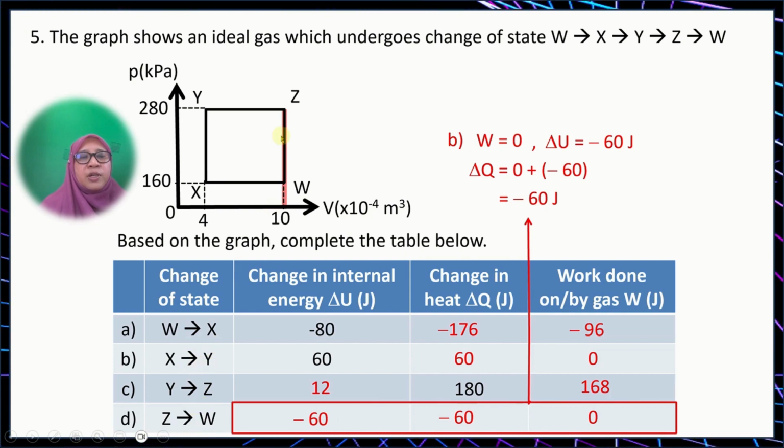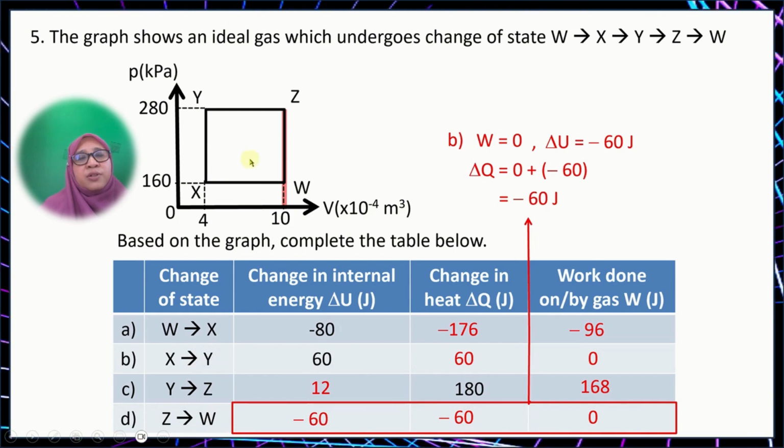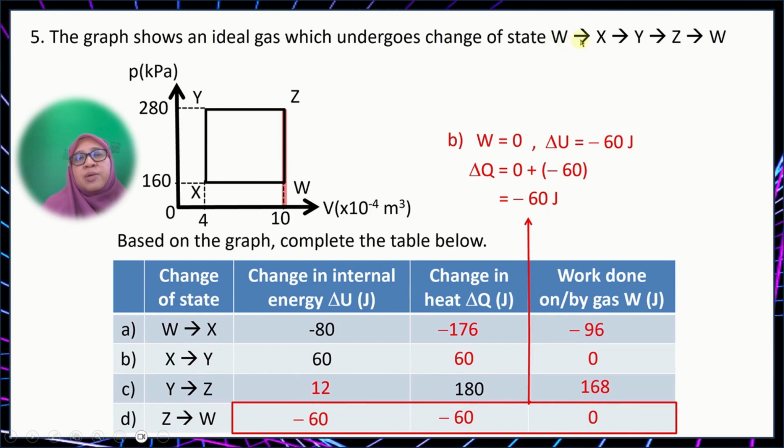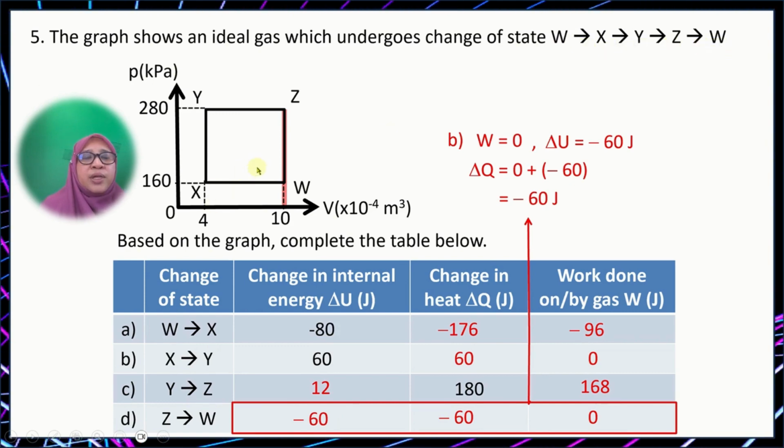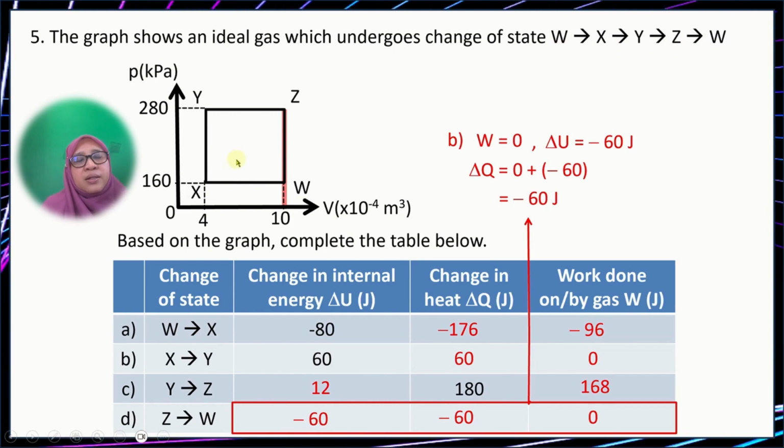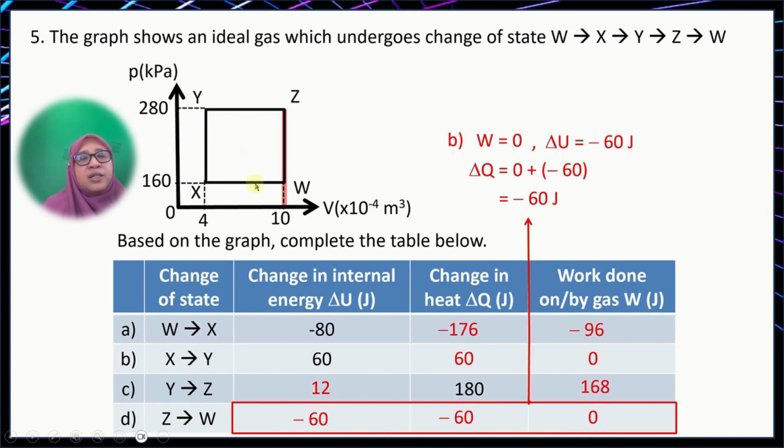Okay, because it's going down. And I forgot to put the arrow here. But in the question it is already given: W to X, X to Y, Y to Z, and Z to W. So you can complete the diagram, the graph here, by drawing the arrows.